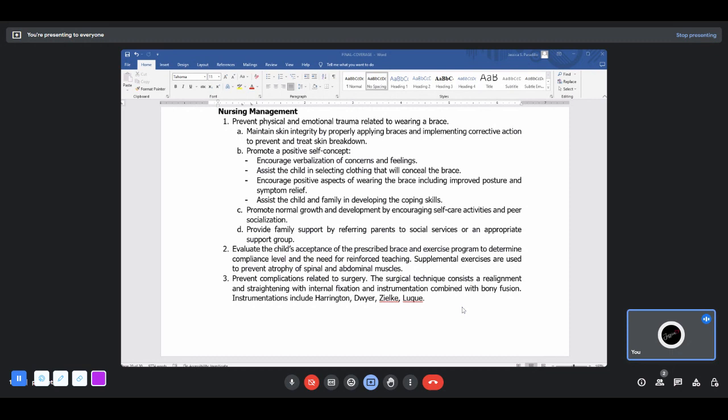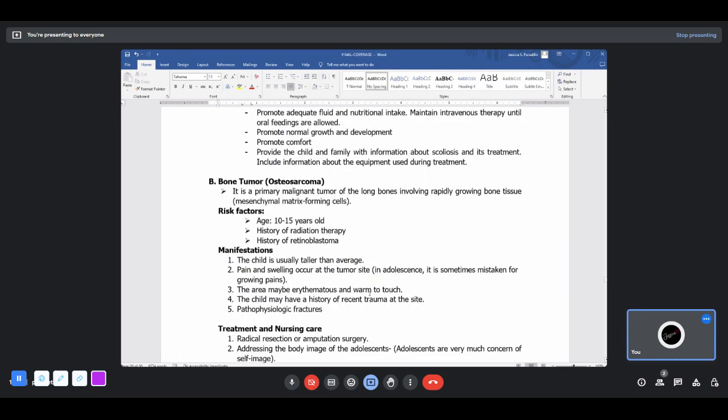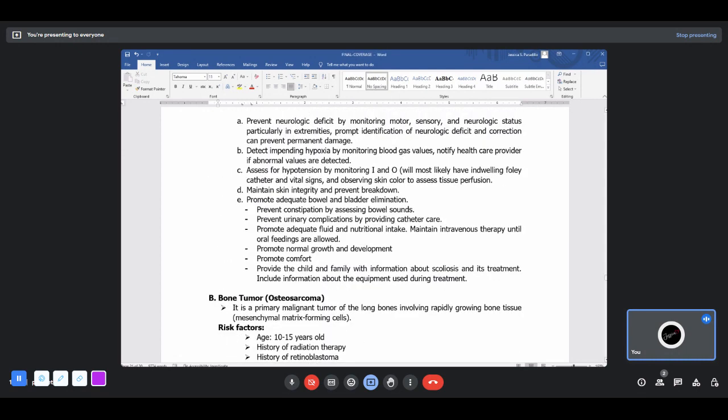The surgical technique consists of realignment and straightening with an internal fixation and instrumentation combined with the bony fusion. Instrumentations include, we have the Harrington, Dwyer, Zielke, and Luque. This is to prevent neurologic deficit by monitoring motor, aside from that one, sensory and neurologic status, particularly in extremities. Prompt identification of neurologic deficit and correction can prevent permanent damage.